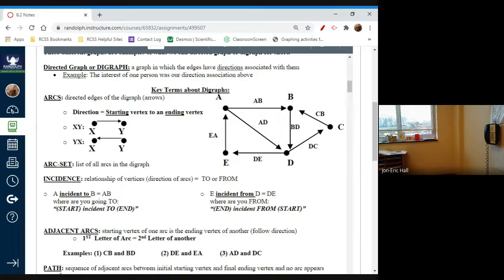So what do you think an arc set is? Oh, wait, it's the list of all the arcs. That's what a set is. A set is when you list everything that's there.